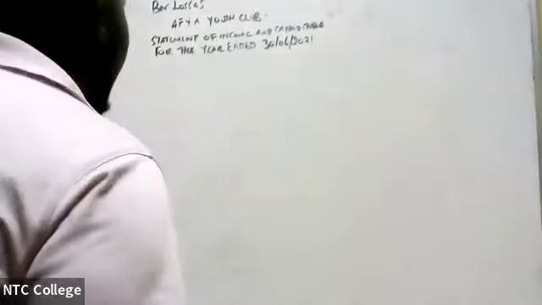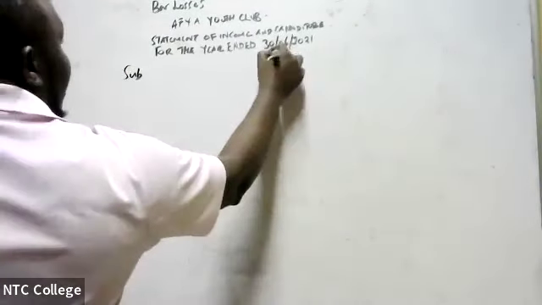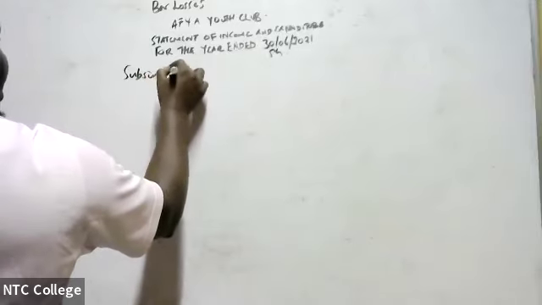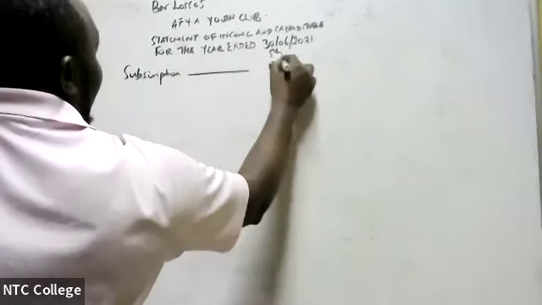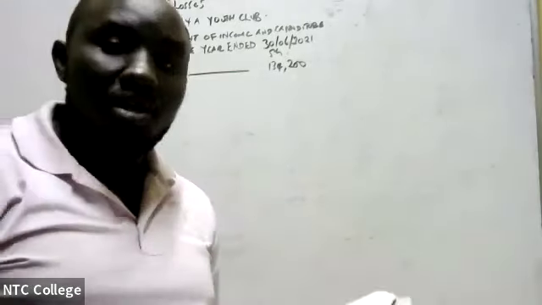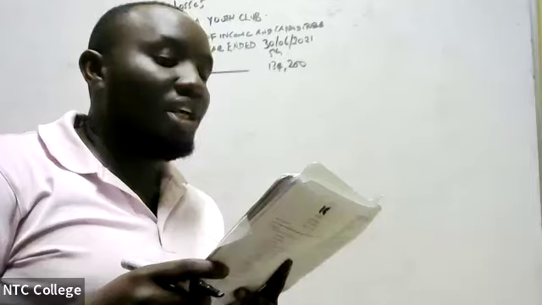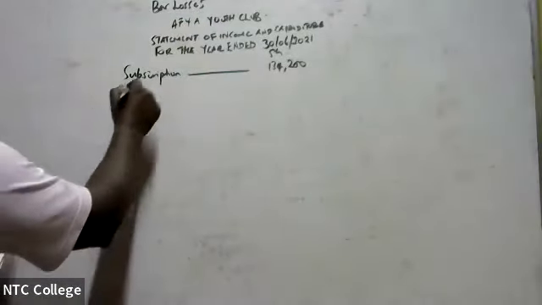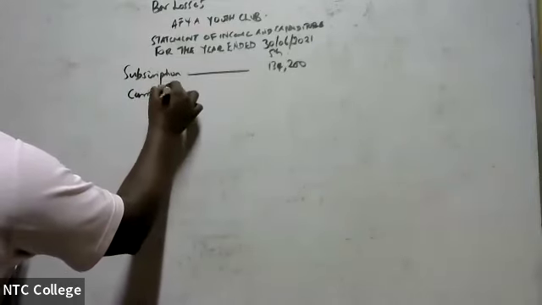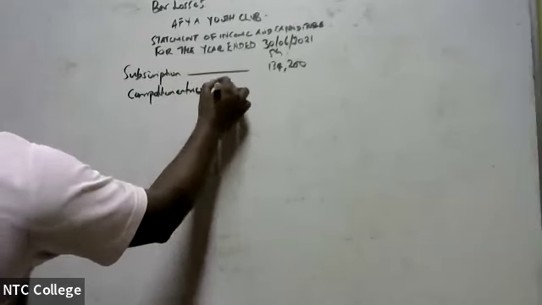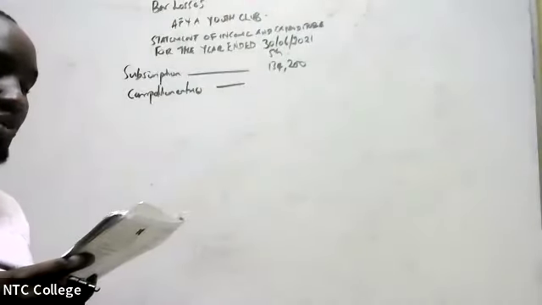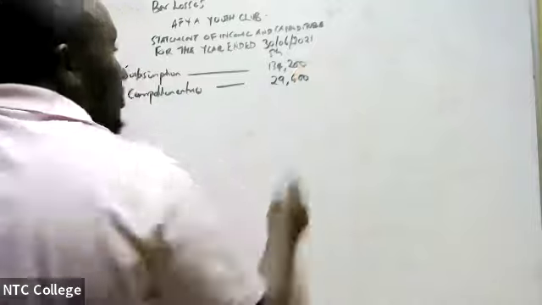We are okay there. So we start with the subscription. The figure for the subscriptions was how much? 134,200. Then we also have other sources of income, that is competition entries. What is the figure for the competition entries? Look at your receipts and payments, the cash book. The figure is 29,600. Have you seen it? Yes.